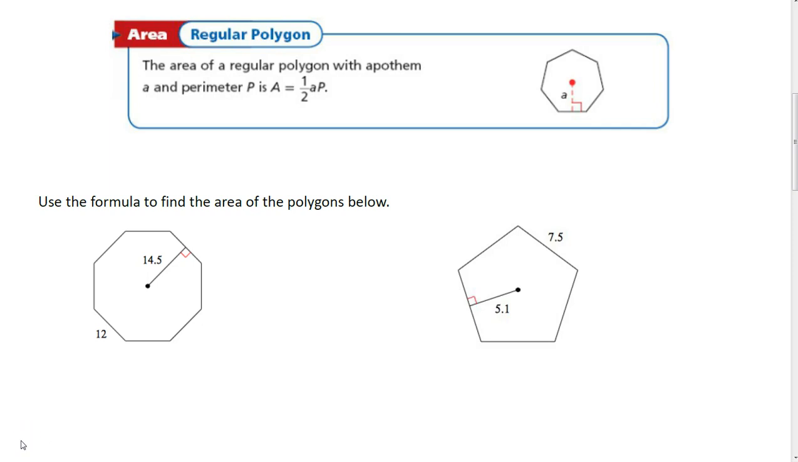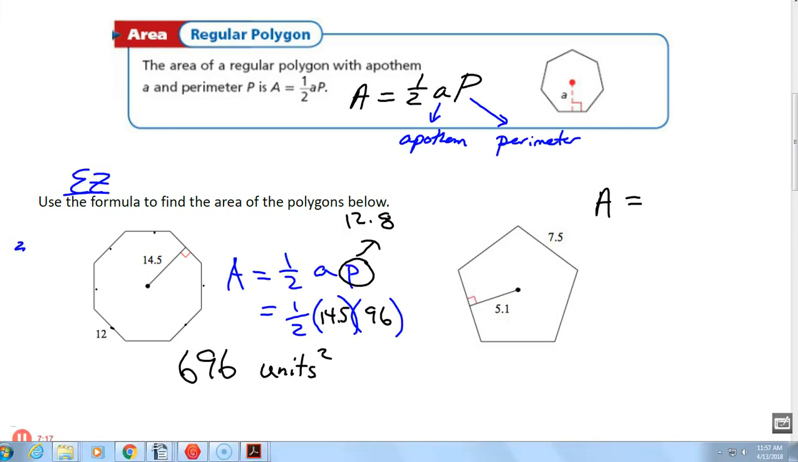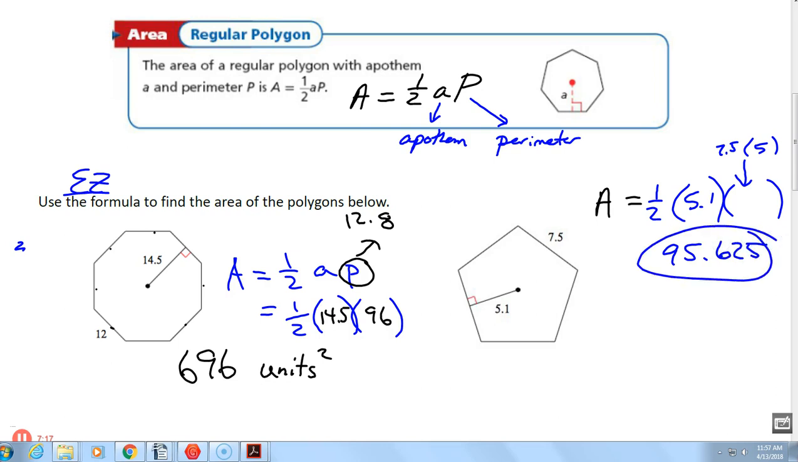So I'm hearing from the crowd that it's 95.625. So we have 1/2, we have the apothem, and then the perimeter was 7.5 times 5 because this is a pentagon. And when I put that answer in here, we end up getting 95.625. I like it.